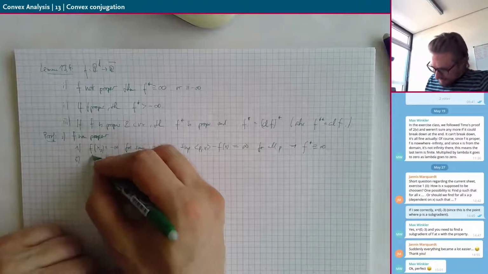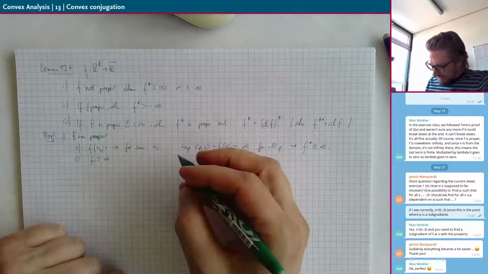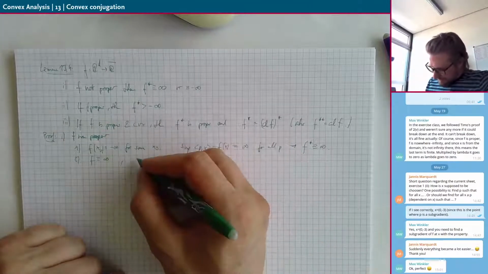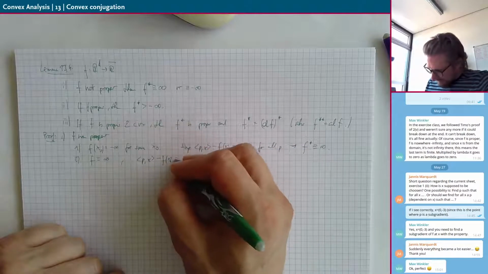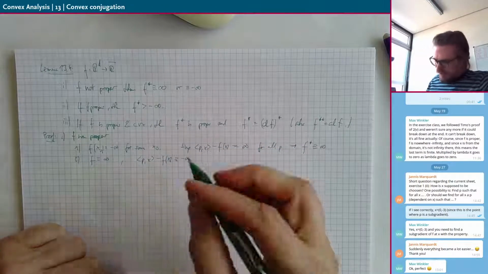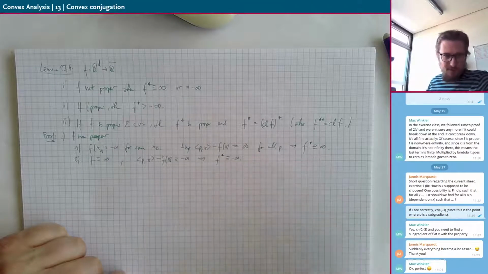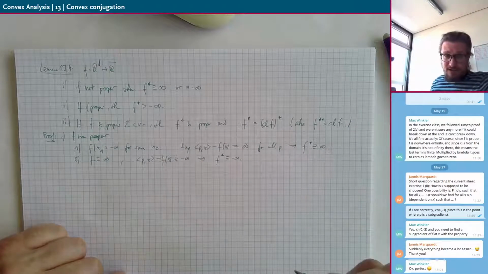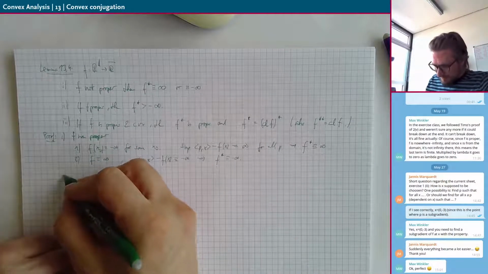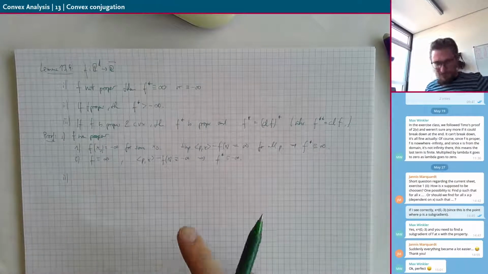Second case is that f is constant plus infinity. Then px minus f of x is constant minus infinity, and this shows that the conjugate is constant minus infinity. So these are the trivial edge cases, and usually these are totally irrelevant in practice, I'd say. I never had to care about these in my entire life, except for preparing lectures like that.